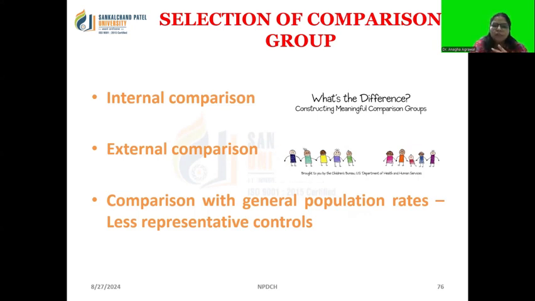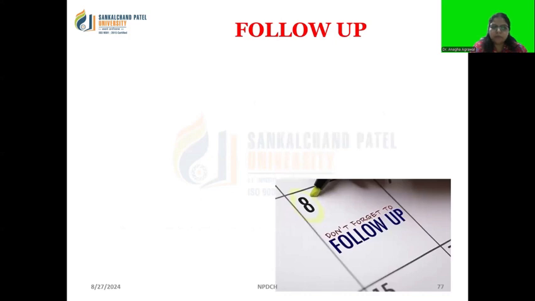Comparison with general population rates, that is, less representative controls. If you do not get any such controls, you have to take controls from the general population, but those will be less representative controls. But if you cannot find a proper control, you have to have them in your study.